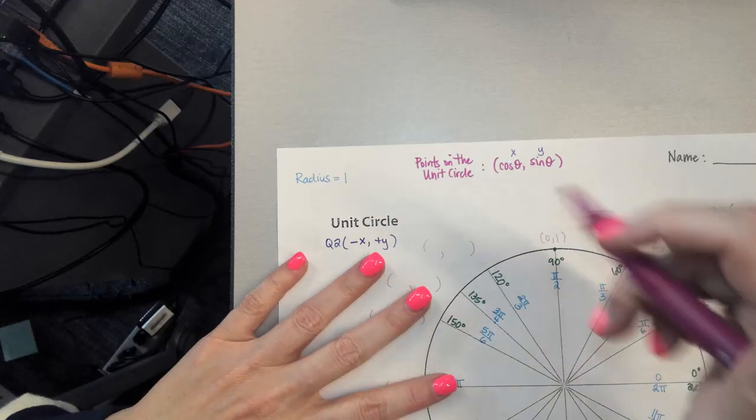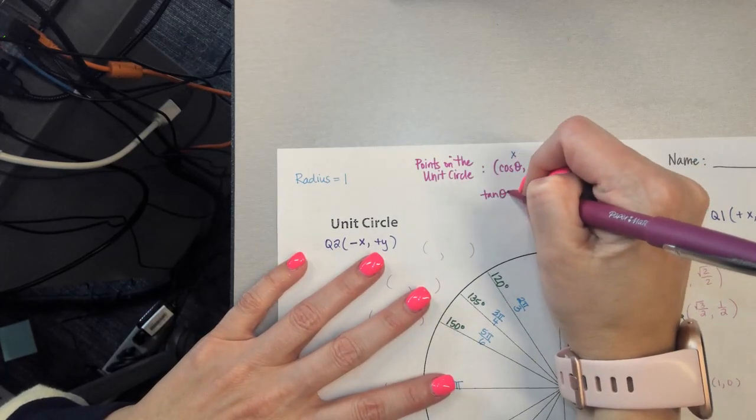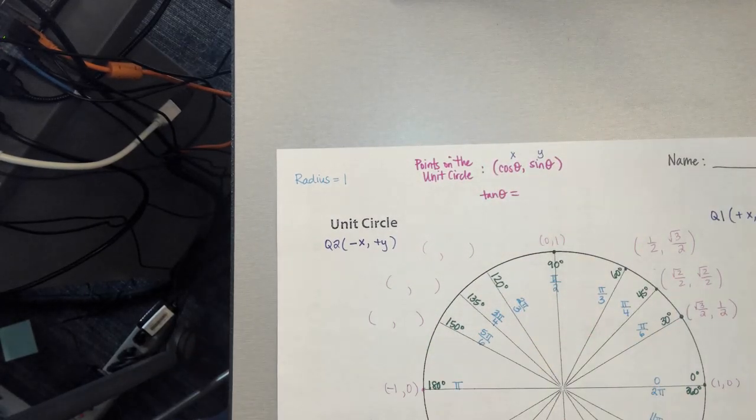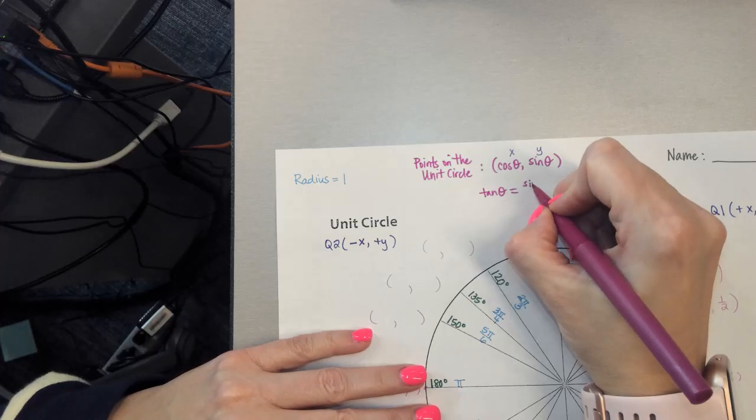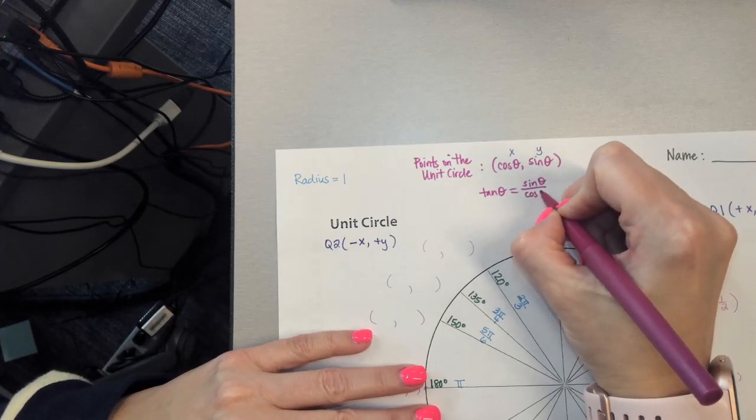Okay, the tangent, do you guys remember how to find the tangent? Yep, it's sine divided by cosine. So y over x.